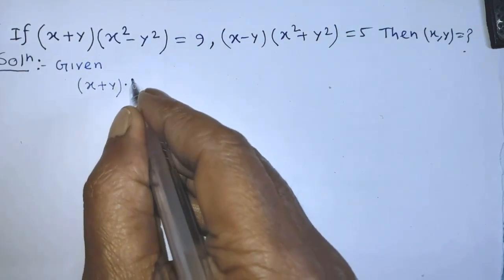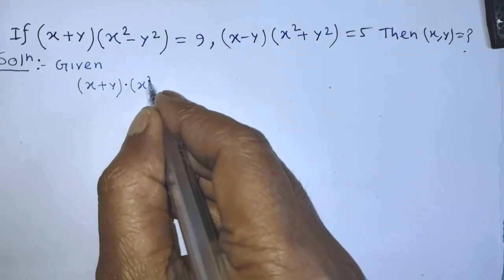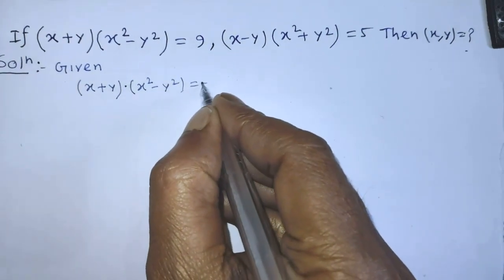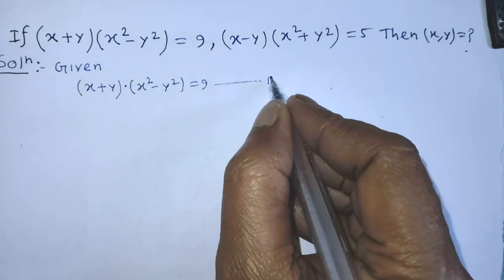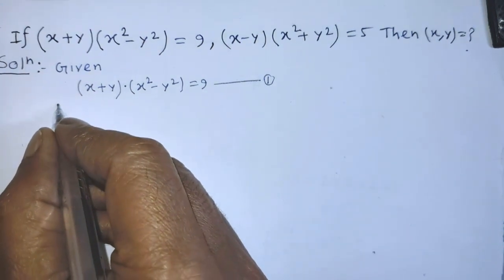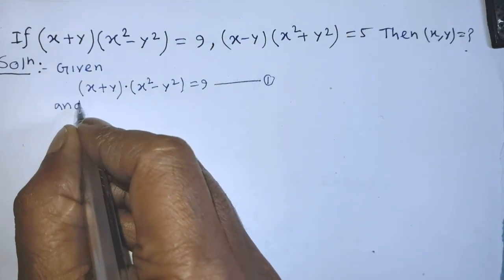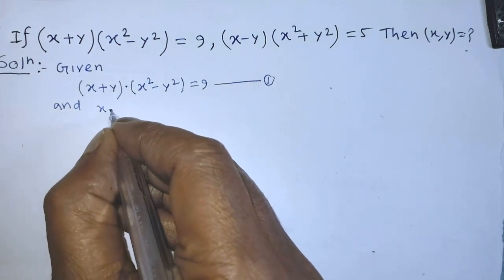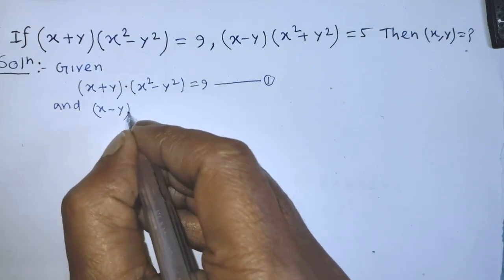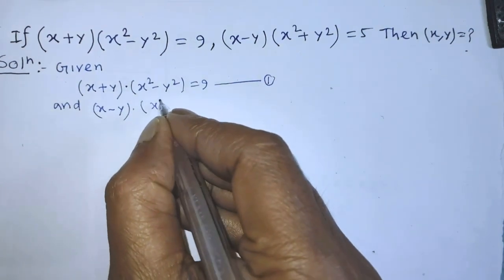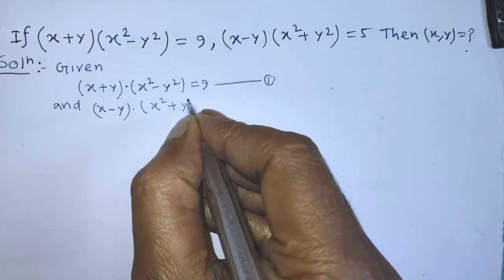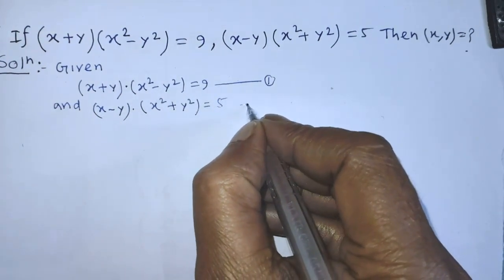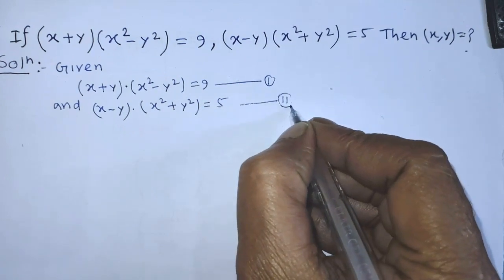And our given equations are (x + y) times (x² − y²) is equal to 9. This is equation number 1. And our second equation is (x − y) times (x² + y²) is equal to 5. This is equation number 2.